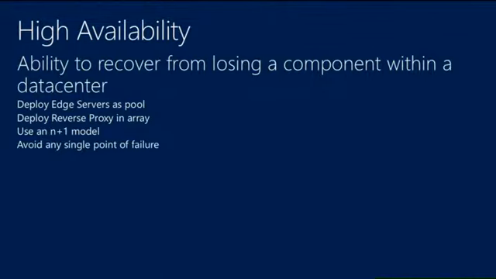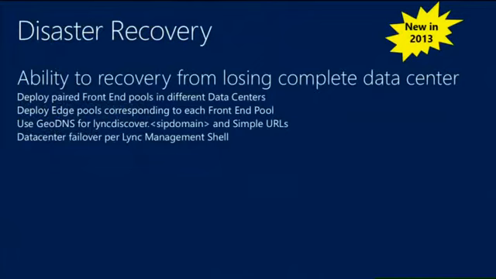Just think about the N+1 model. So I do my sizing, I decide I need to have three edge servers, so I deploy 4 edge servers. So if I lose one, the other 3 will take over. This will avoid any single point of failure, and that was actually the same in Lync 2010. Now, in Lync 2013, we introduced the concept of disaster recovery.